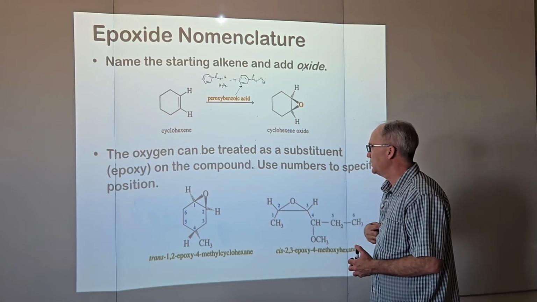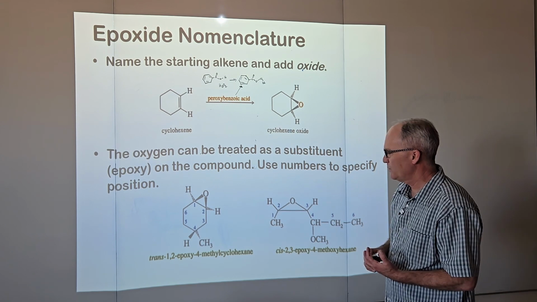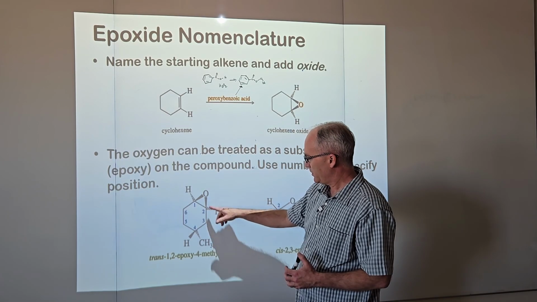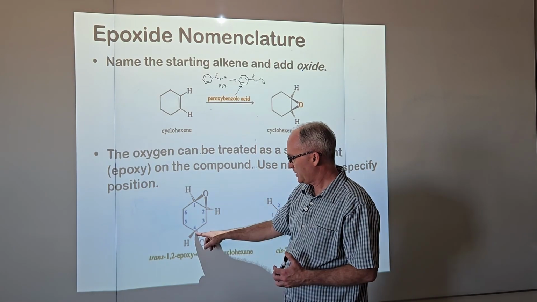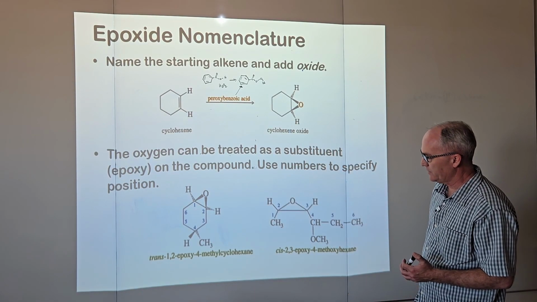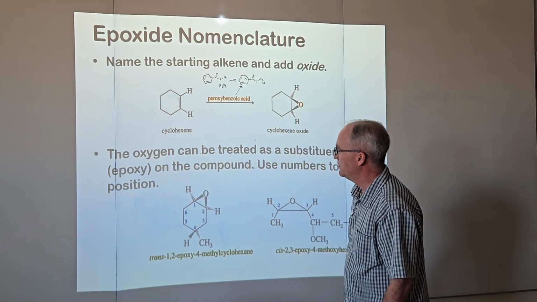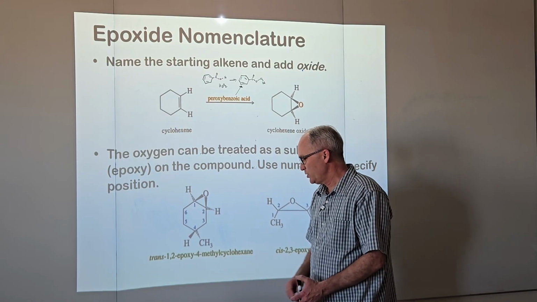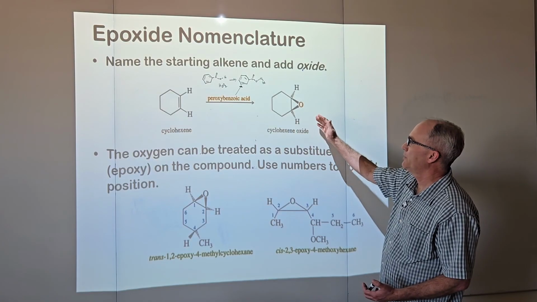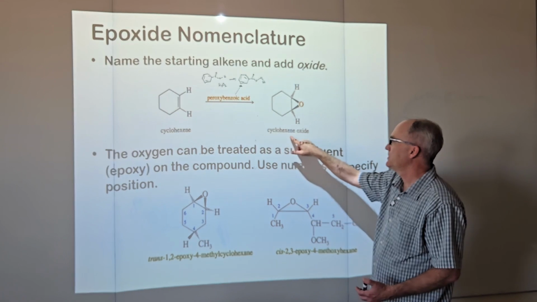The oxygen can be treated as a substituent using the word epoxy on the compound. Use numbers to specify the position. So notice here the three-membered ring's coming up. This other substituent is going away. Those are the only two substituents on the cyclohexane, sorry. Came from a cyclohexene derivative. So we named this trans 1,2-epoxy 4-methyl cyclohexane. So this is a common name where we start with the alkene and add the name oxide, cyclohexene oxide.